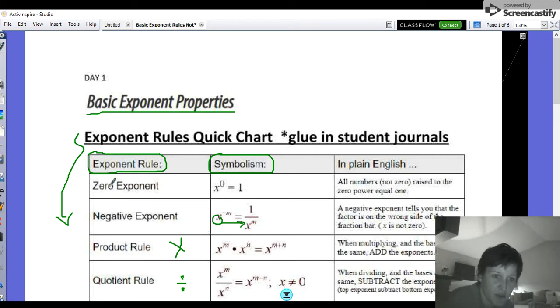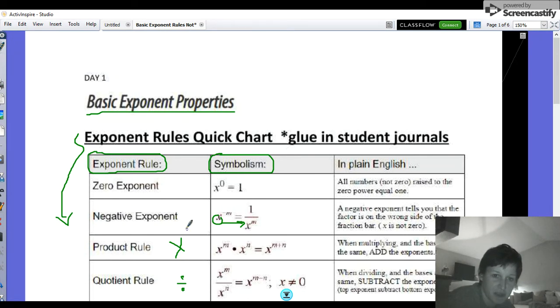All right, so the first one is zero exponent. That means anything to the power of zero is 1, whether it's a variable like x to the 0 power or it's a number. 5 to the power of 0 is just 1. We'll talk about why later on.